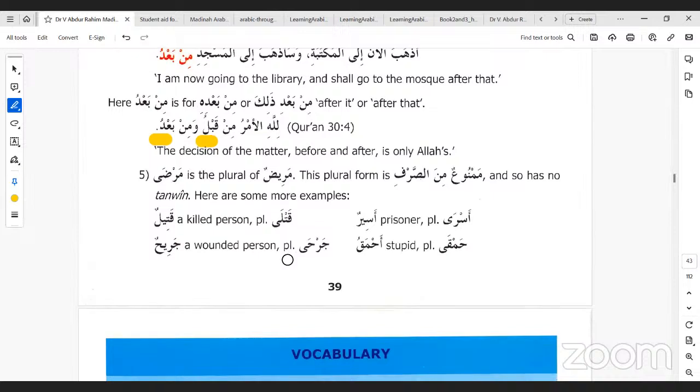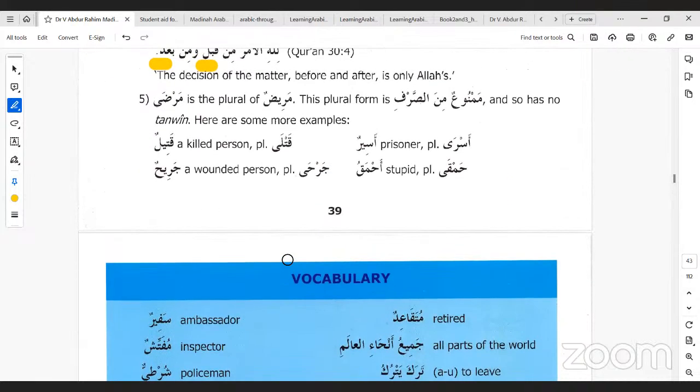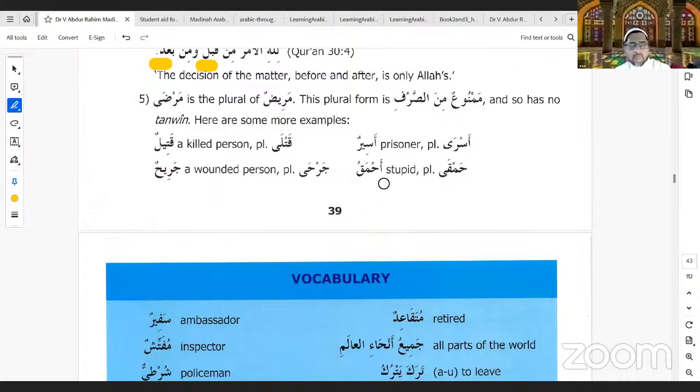Marda is the plural of maridun. This plural form is mamnu'un min as-sarfi and so has no tanween. Here are some more examples. Qatilun, a killed person, plural is qatla. Asirun, prisoner, and its plural is asra. Jarihun is a wounded person, plural is jarha. Ahmaqu, stupid, plural is hamqa. Why is there no tanween in ahmaq? Ahmaqu, because it's in the pattern of af'alu, that's why.